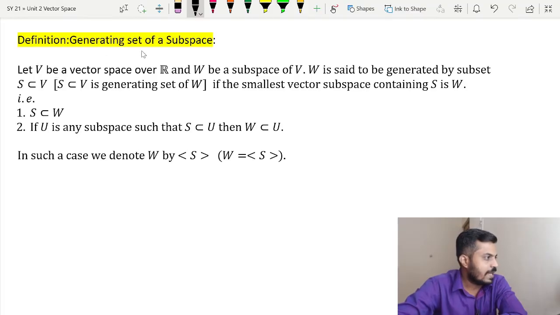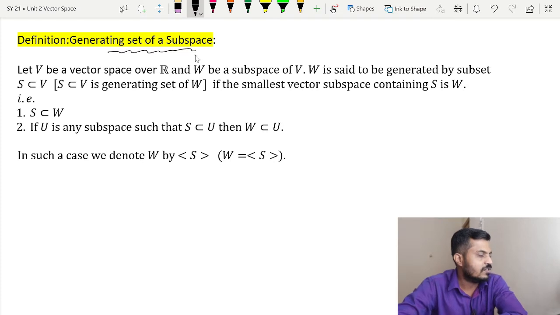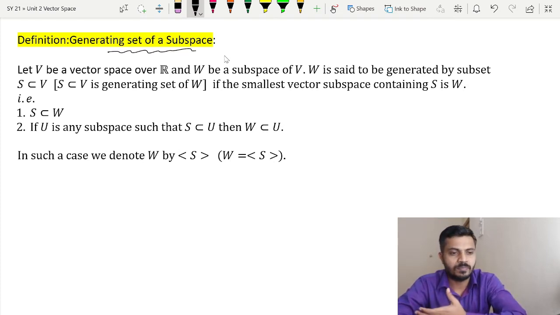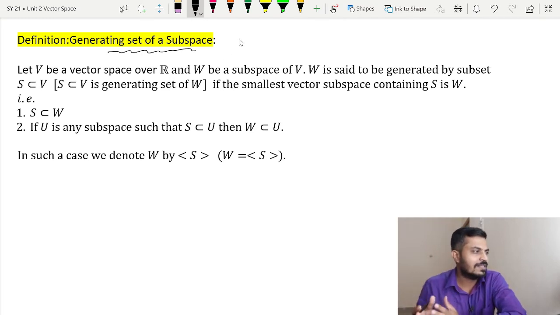Dear students, in today's class we are going to start with a new concept, that is a generating set of a subspace. So let us begin. As the definition says, it is a generating set of a subspace. So remember that a subspace is nothing but a vector space again. So you can treat it as just a definition of a generating set of a vector space. Still that is fine, right?